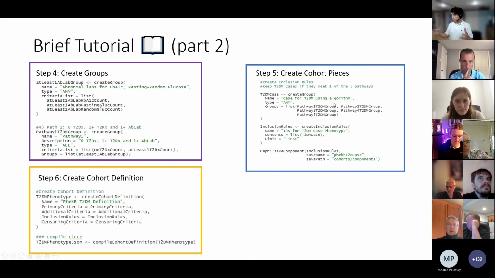Now, if we wanted to put these all together, we can create inclusion rules. And what Capr allows you to do is save these components to be repurposed for different cohort definitions, either to be used later in your script or in a different type of analysis if we wanted to use this type 2 diabetes case. And of course, we can put all these pieces together so then we can see the high level pieces like primary criteria, additional criteria, inclusion rules, and create our cohort definition and then build our JSON structure.